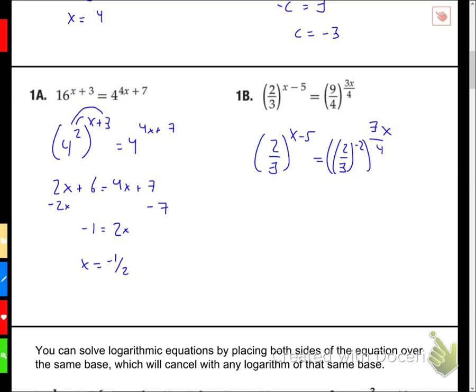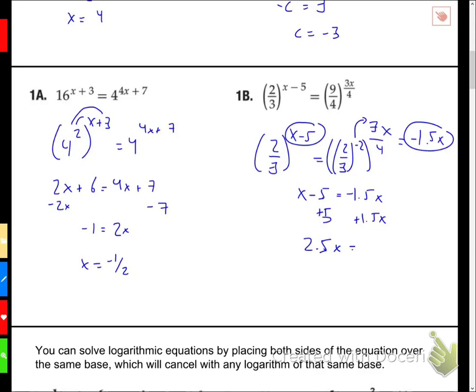3x over 4. Okay, so I want to distribute that negative 2 onto there. It doesn't actually distribute, it's really just negative 2 times 3/4. So negative 2 times 3/4 is negative 1.5. I'm going to call this guy negative 1.5x. So x minus 5 here is equal to negative 1.5x. All right, and so let me add 5, and let me add 1.5x to both sides. 2.5x is equal to 5. Divide both sides by 2.5. All right, and then we end up getting x is equal to 2.